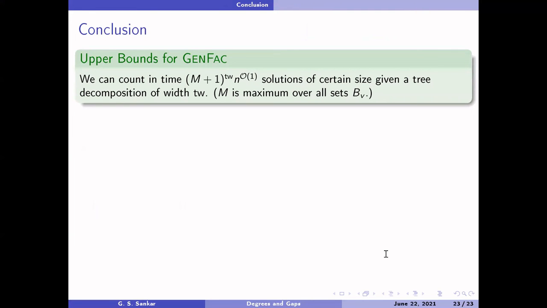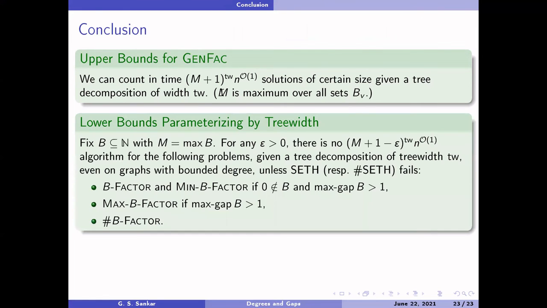And that brings us to a conclusion. So we briefly described the algorithm for B factor. But that algorithm also works for general factor when the vertices have different lists. And the running time of that algorithm will be (m plus 1) to the treewidth, where m is the maximum integer across all sets B_v. And we also showed a lower bound for B factor. We showed that there's no (m plus 1 minus epsilon) to the treewidth algorithm. The lower bound for the decision version of B factor and the minimization version also works out.